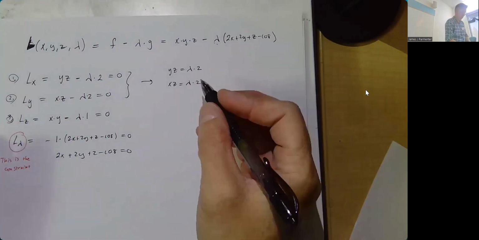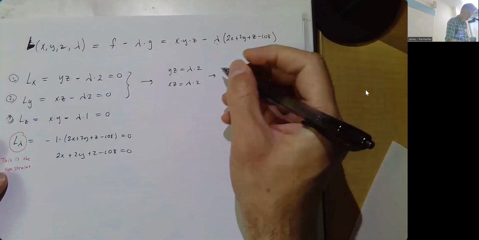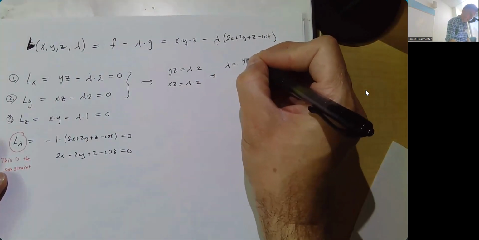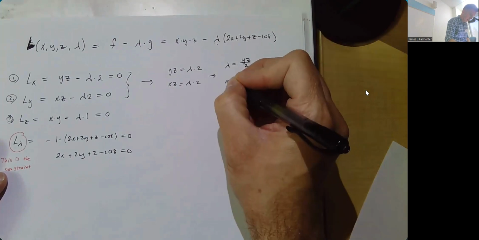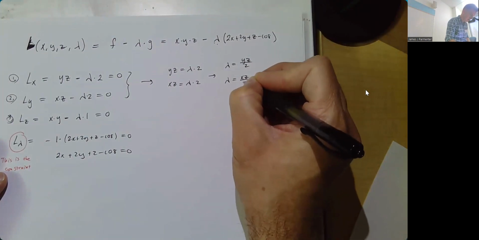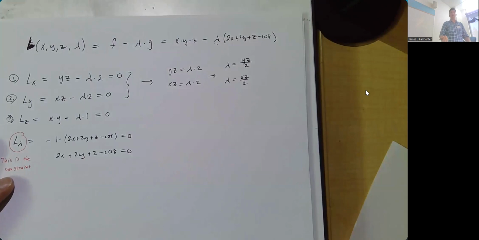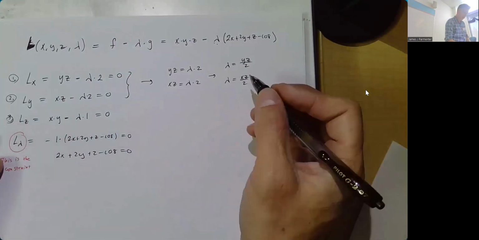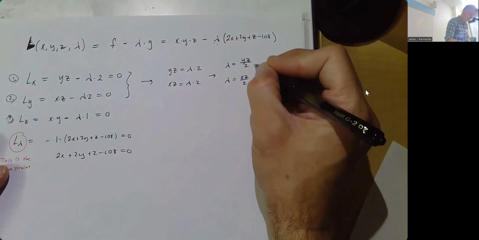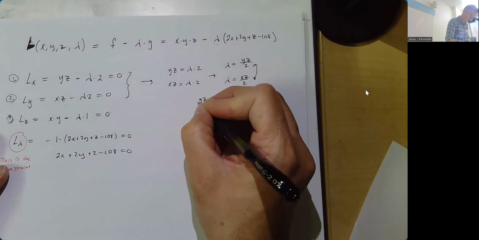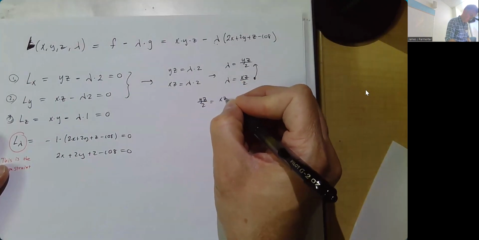What I would do is solve them both for lambda and get lambda equal to yz divided by 2 and lambda equal to xz divided by 2. And then set those equal to each other. That's a more typical way, in my opinion. Setting those equal to each other, we're going to get yz over 2 equal to xz over 2.